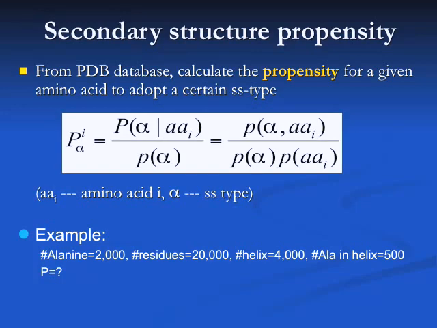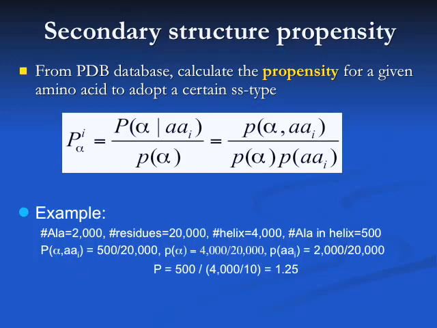So we gave you an example there. So predicting the propensity for alanine to form an alpha helix, we give you some rough numbers there in a particular protein of 20,000 amino acids. 2,000 of them might be alanine. There are 4,000 helices. In those helices, say there's 500 alanines. What's the p-value for that? And we can calculate that as being about 1.25. We gave you whole numbers there, so you can do the math sort of in your head.